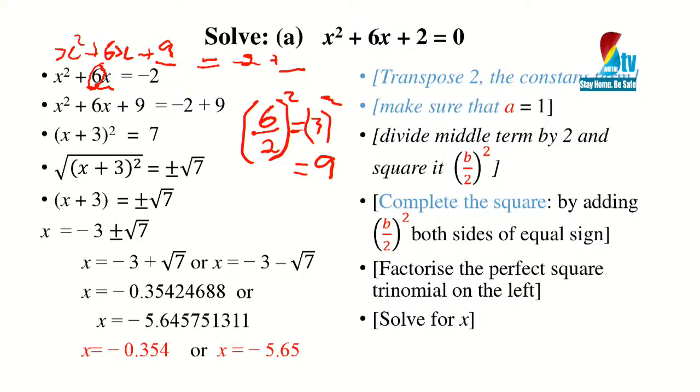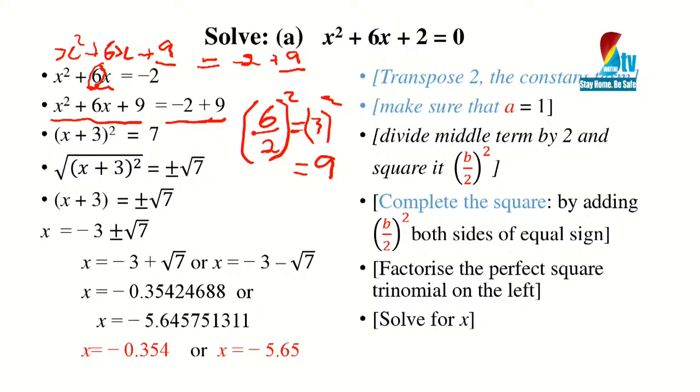Since we have added 9 on the left hand side of the equation, we have to do the same on the right hand side so that the equation doesn't change its value. So we add 9 also on the right hand side, such that our equation becomes like this. Now the left hand side is a perfect square trinomial. Then the next step is to factorize the left hand side and simplify the right hand side.